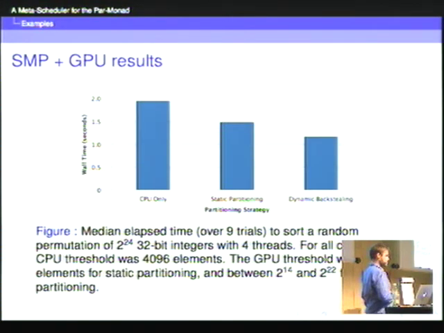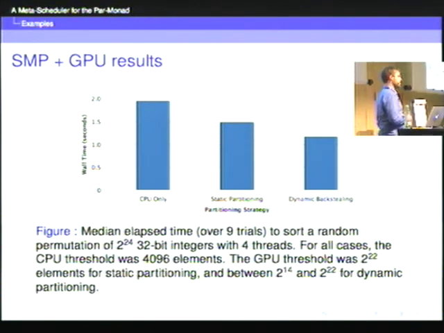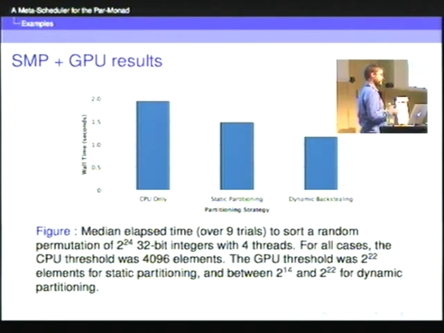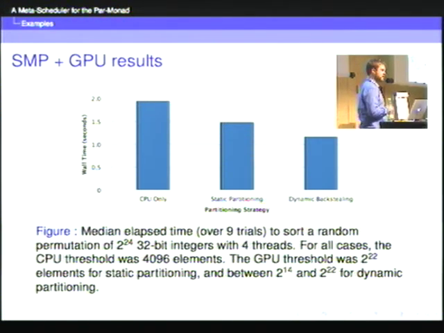So our performance numbers are preliminary, but they are encouraging. In the SMP plus GPU case, we benchmarked a merge sort of 2 to the 24 32-bit integers. And we found that we can get about 60% of the wall time of the CPU-only case when we use our dynamic backstealing implementation.